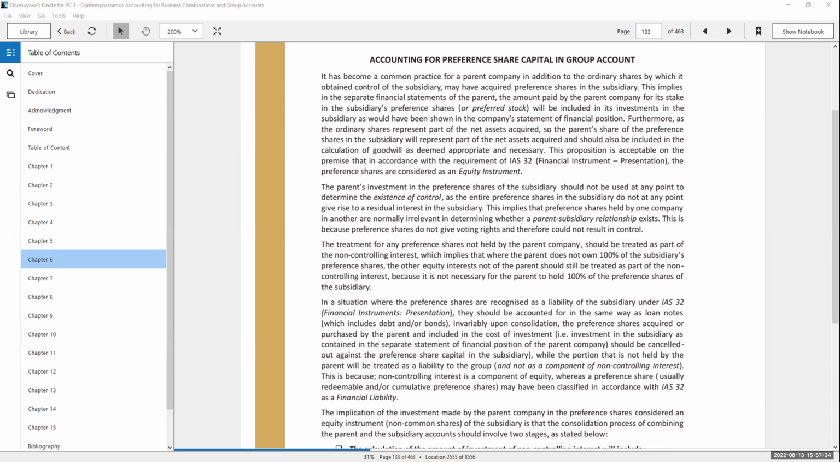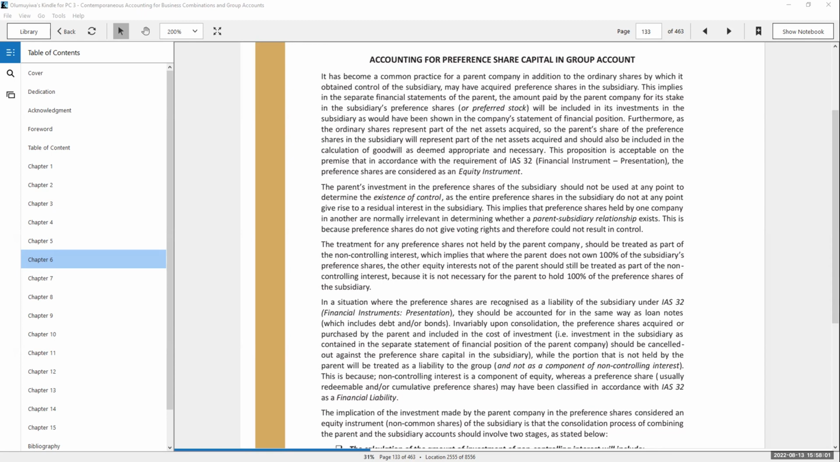But by the time we get to financial instruments, you better appreciate that preference share can equally constitute a financial liability, which means it can take a form of liability. And it will take a form of liability based on the requirement of IAS 32 if certain conditions exist. But later on, we'll look at those conditions.